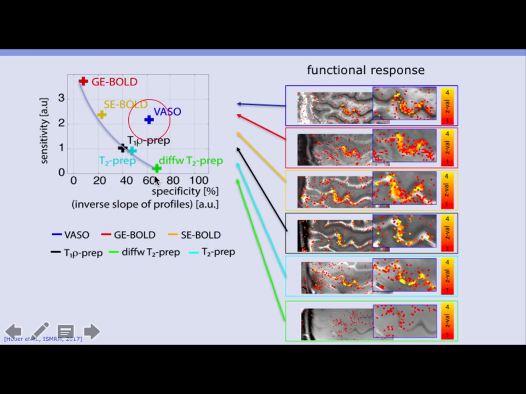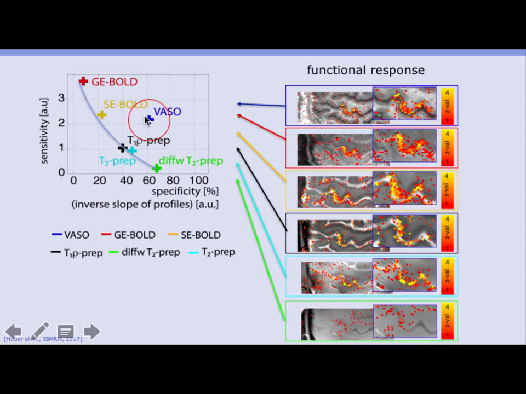The only outlier here might be this blood volume VASO method, which is the only non-BOLD contrast in this family, which is certainly not the most specific one and also not the most sensitive one, but it, I think, can give you something you can work with.